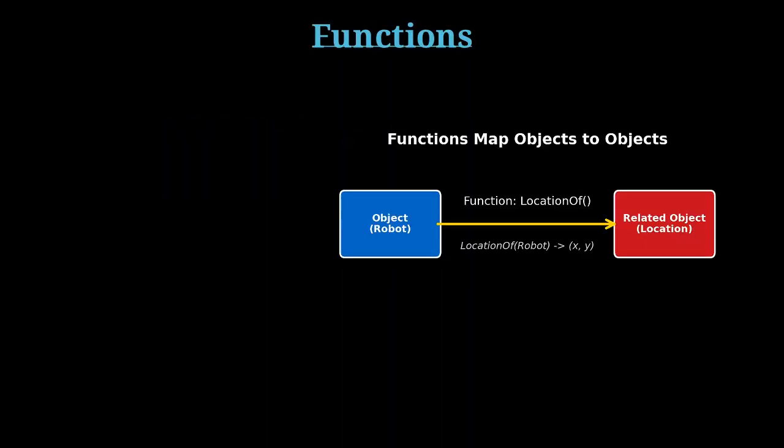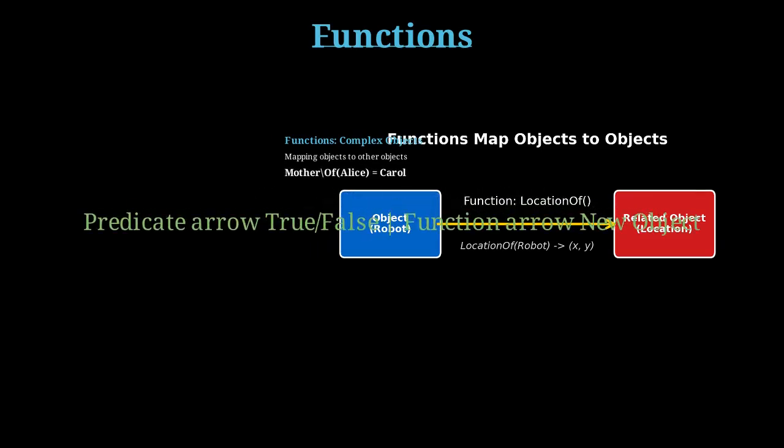What if we want to refer to an object that depends on another object, but we don't want to invent a new constant for it? We use functions. Functions act like complex nouns. Unlike predicates, which return true or false, a function returns an entirely new object. For example, MotherOf(Alice) evaluates to the person who is Alice's mother. It maps one object to another. This is incredibly powerful, as it allows the AI to reference infinitely many objects using a small set of relationships.